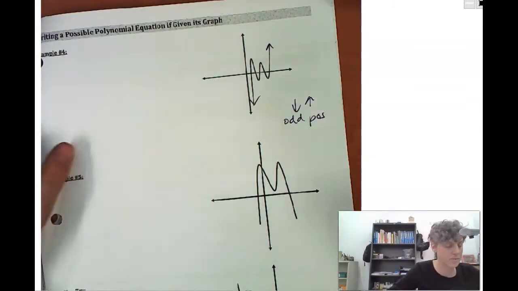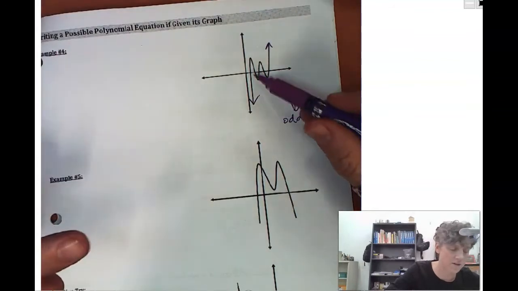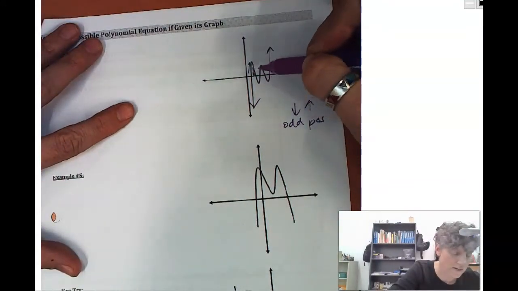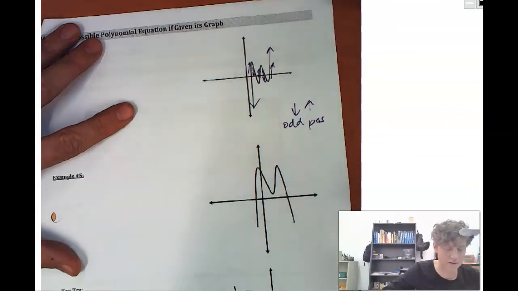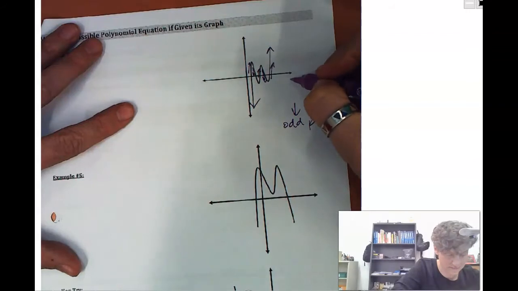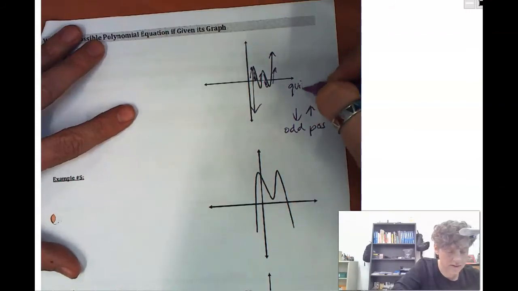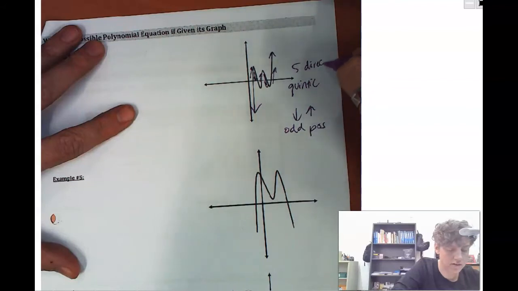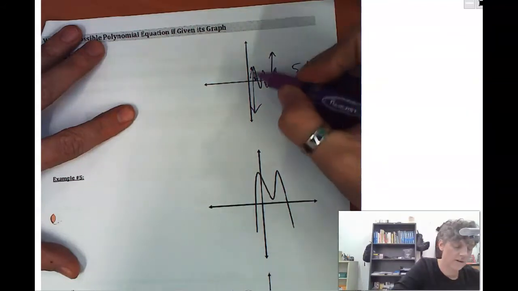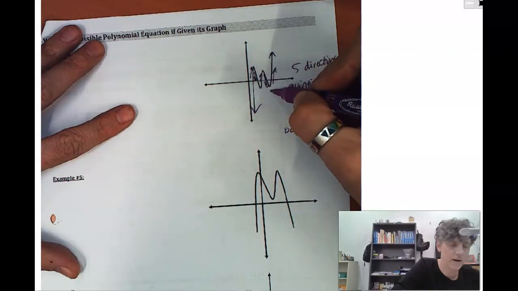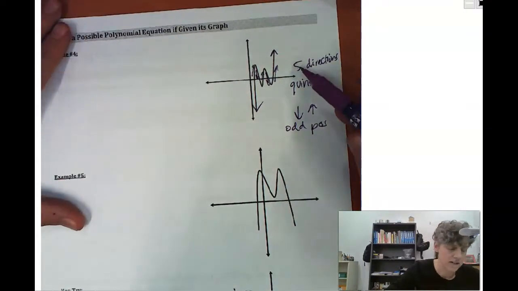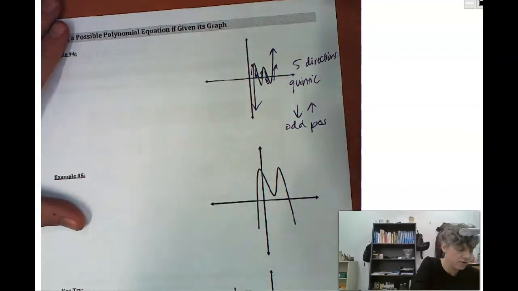So a possible, oh wait, also how many directions do I have? 1 going up, 2 going down, 3 going up, 4 going down, 5 going up. So this must be a quintic, because we had 5 directions. We went up, down, up, down, up. That's 5 directions. So we need a quintic with a positive leading coefficient.